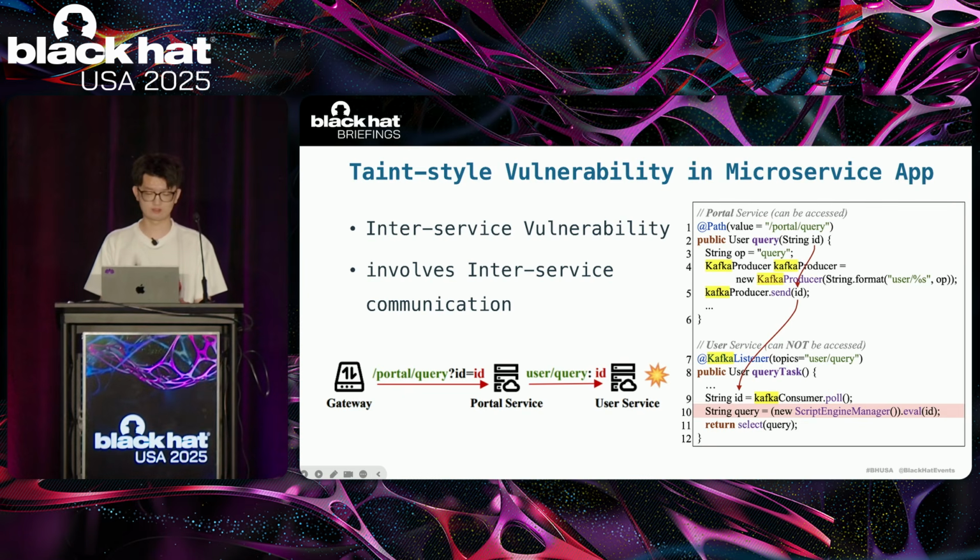Second, the inter-service vulnerability, and the trickiest to catch. Here, tainted data can travel across several different microservices before it reaches a sensitive operation, like eval. For example, user input may enter through a portal service, get passed along by Kafka to a user service, and only then be misused. Individually, each service might look secure, but together, they can expose hidden risks.